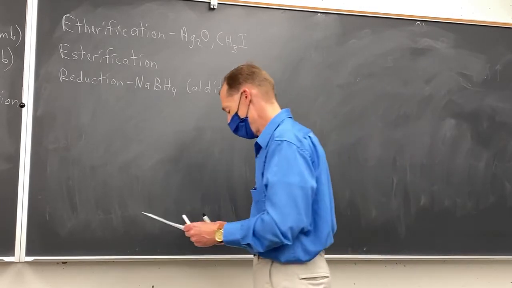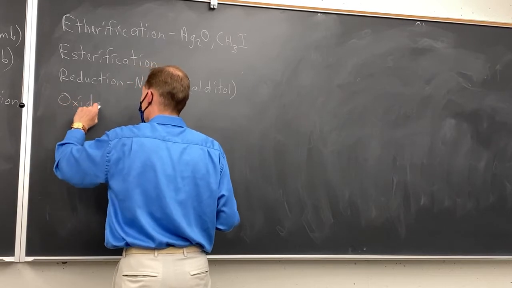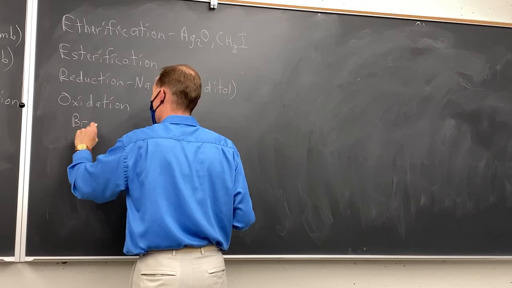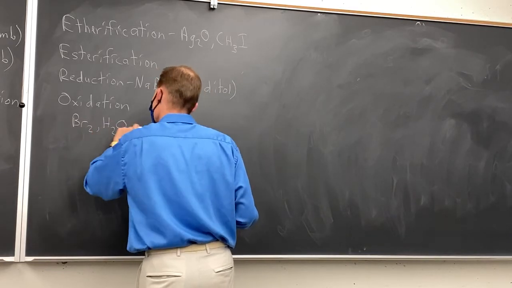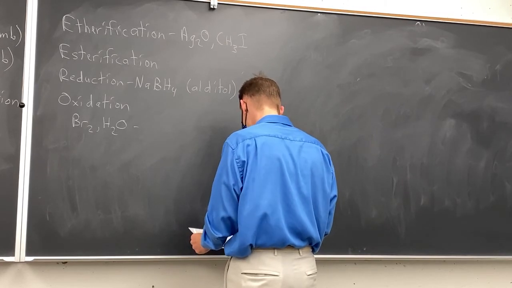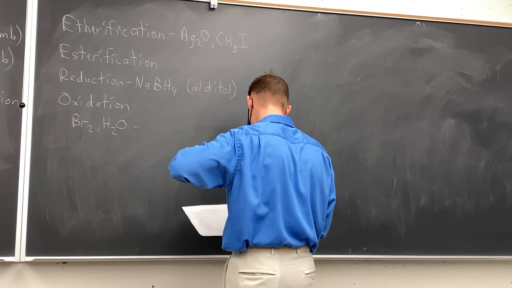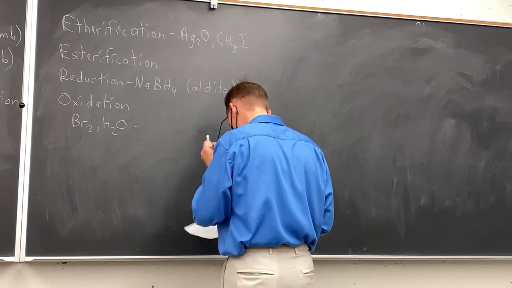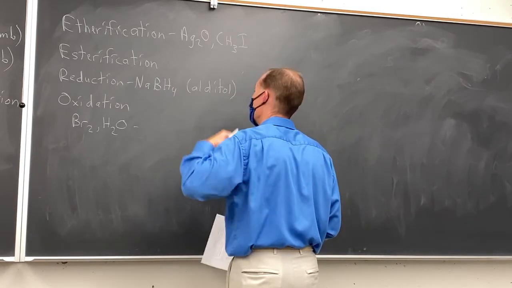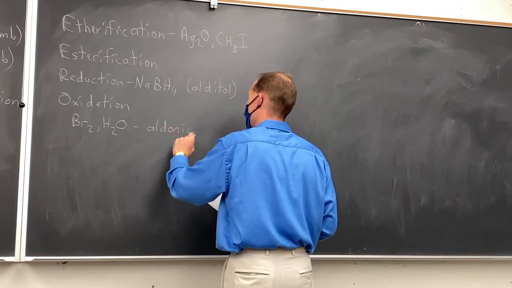Okay. Then we had oxidations. And there were two oxidations we focused on. The bromine and water. That oxidation gives us an alderic acid, I believe. I wrote that too small in my notes to be able to read. No, that's an aldonic acid. I'm glad I looked at that with my reading glasses. I always get those mixed up.